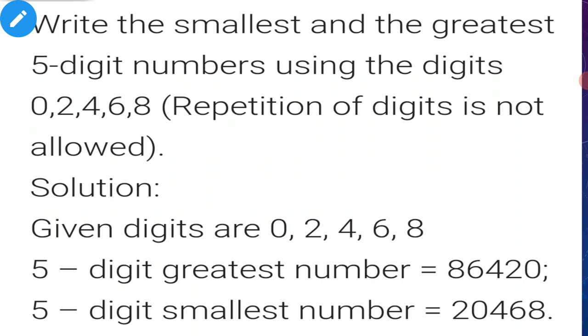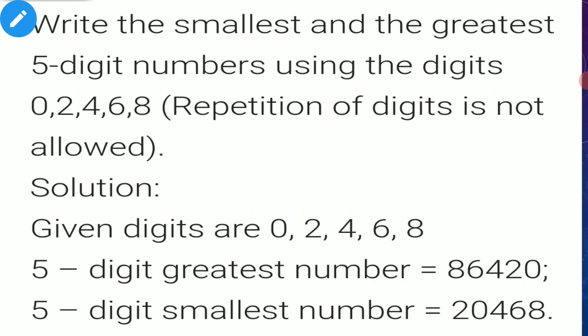Now the next question is, write the smallest and the greatest 5-digit number using the digits 0, 2, 4, 6 and 8, and repetition of digits is not allowed. So we have been provided with 5 digits that are 0, 2, 4, 6 and 8, and using these digits we have to write the smallest and the greatest 5-digit number.